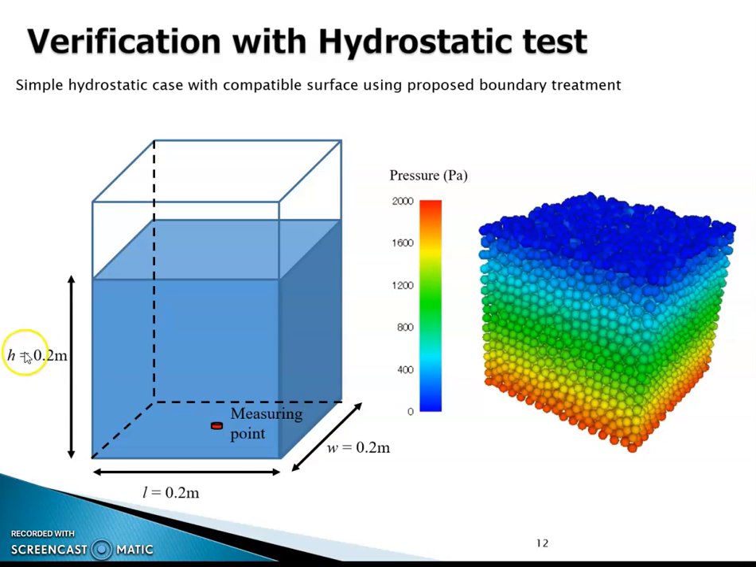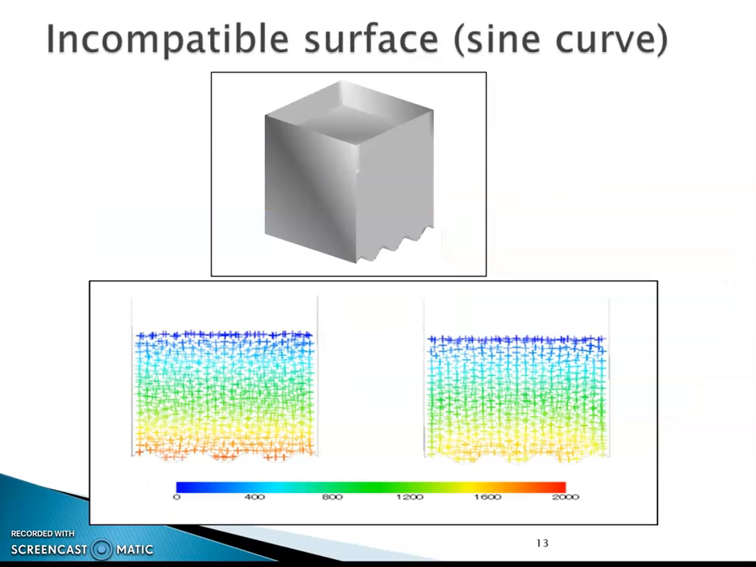Okay, so this is a verification with the hydrostatic test. We can see the tank with height 0.2 meter and length 0.2, 0.2, and we make a measuring point at the center of the tank. The other case has the same dimension 0.2, 0.2, 0.2, but the bottom of the tank was changed into an inclined surface in order to check the pressure on the boundary.